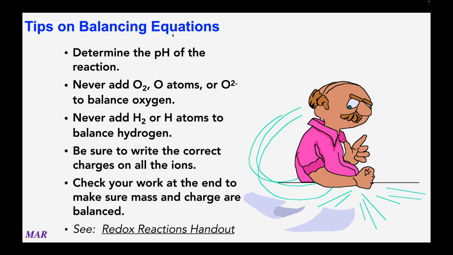When you're adding things, you never want to add O2, oxygen atoms, oxides, or for that matter, hydrogen, H2 or H atoms. You just want to add what's appropriate to your pH. So again, pHs that are acidic, H plus in water. pHs that are basic would be water and hydroxide. You want to make sure all the ions have the right charges on them, super important. And again, you can always check yourself at the end to make sure the reactions are balanced for mass and charge. All good chemistry redox reactions will be balanced for mass and charge.